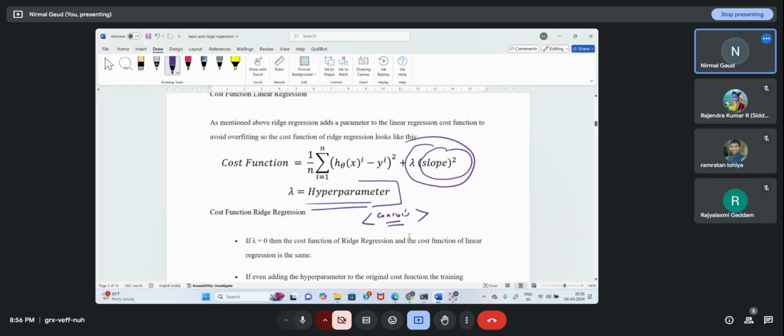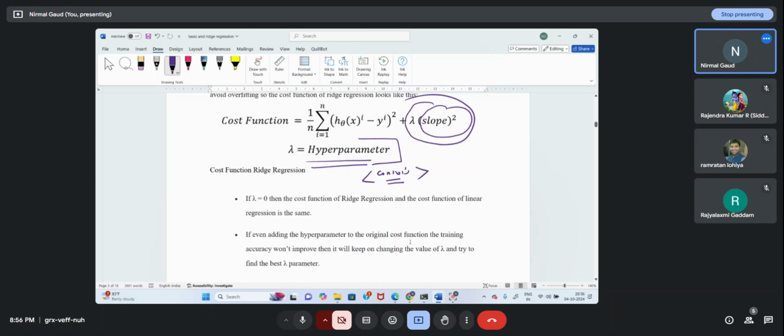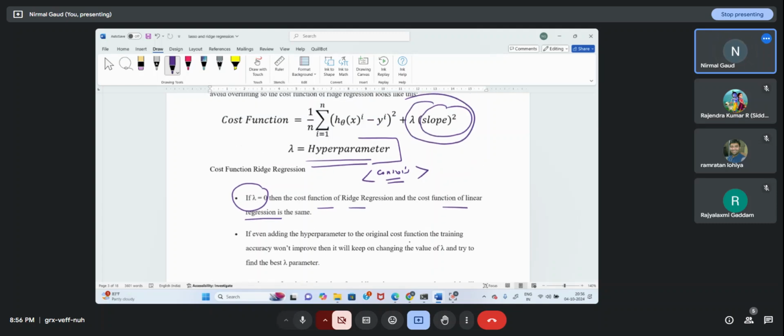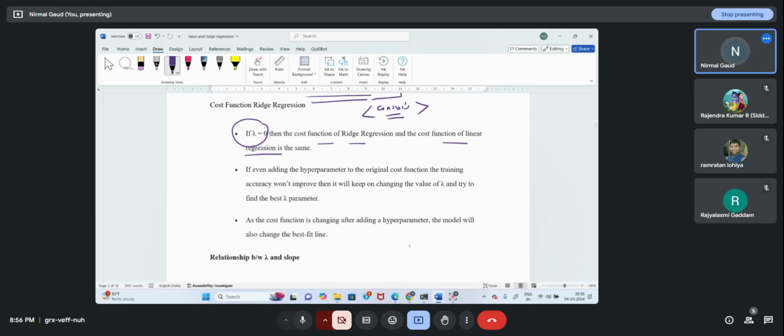So in case of ridge, it is slope square. If lambda is 0, the cost function of ridge is equal to linear regression. Obviously, if this becomes 0, this will be the cost function of linear regression only. If even after adding the hyperparameter to the original cost function the training accuracy won't improve, then we can change the value of lambda and try to find the best hyperparameter. If your scores are not improving, then you have to change it, so that we can look out whether it can improve or not.